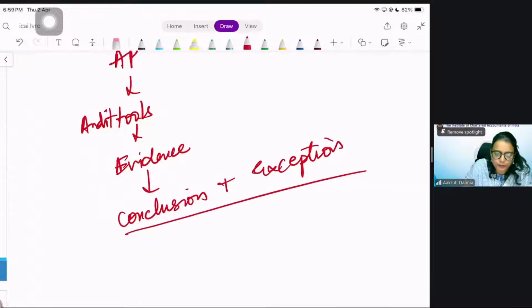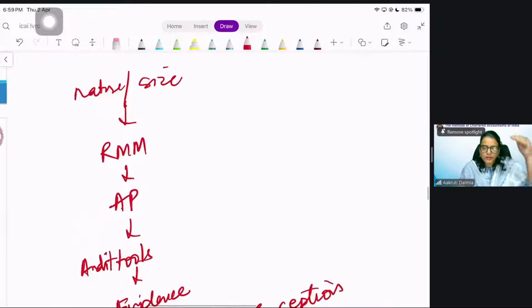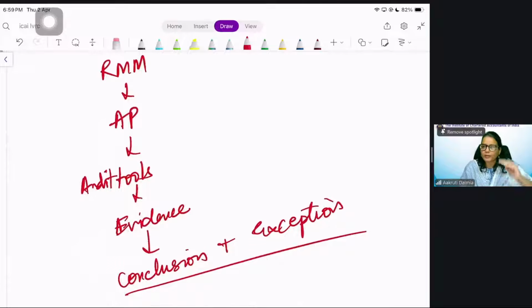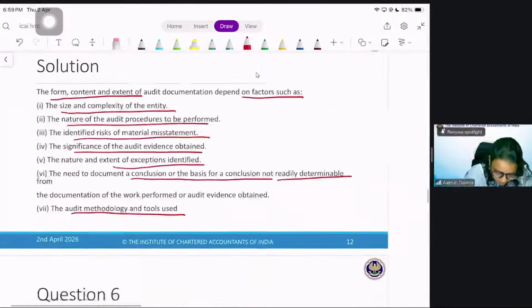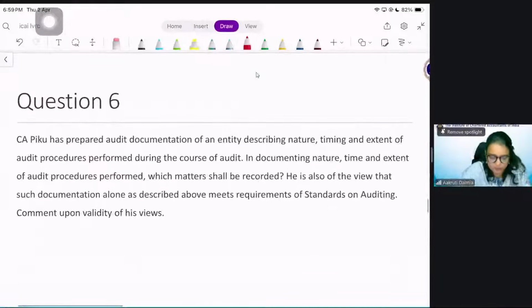So remember in this flow: nature, size of the entity, risks identified, audit procedures performed, tools used, evidence obtained, conclusion readily determinable or not, and exceptions, exceptional transactions. Clear, everyone? Okay. So this answer is also done. We'll move on to the next one. Next question.